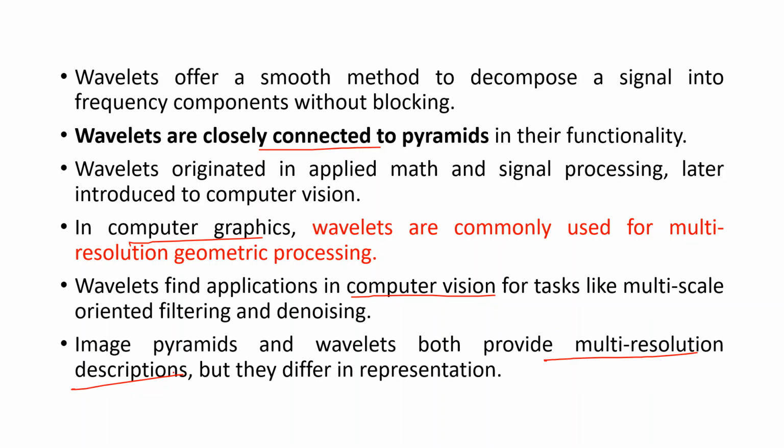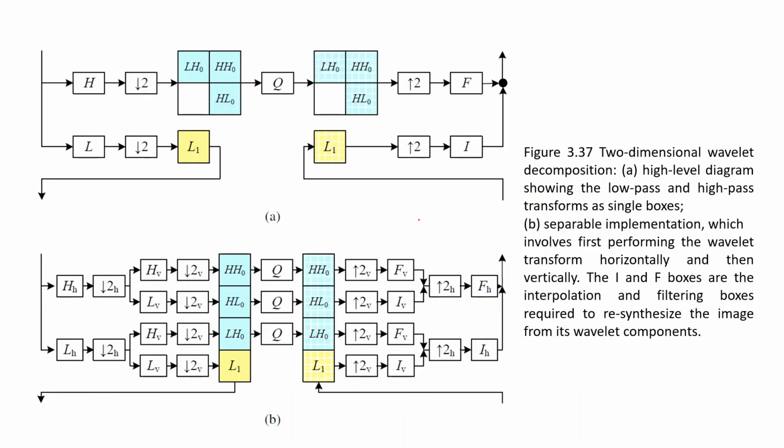Just an introduction about wavelets again. And in this image, a 2D wavelet decomposition is mentioned. Two-dimensional wavelet decomposition is represented. So consider the image A. It is a high level diagram. B is nothing but a separable implementation.